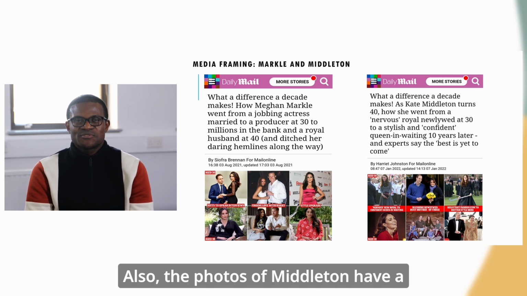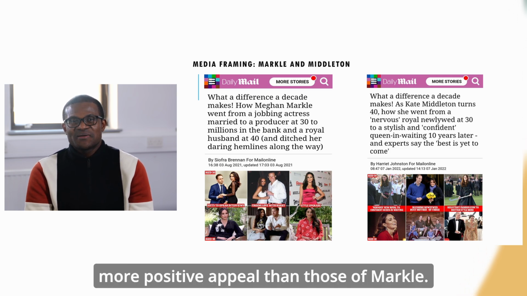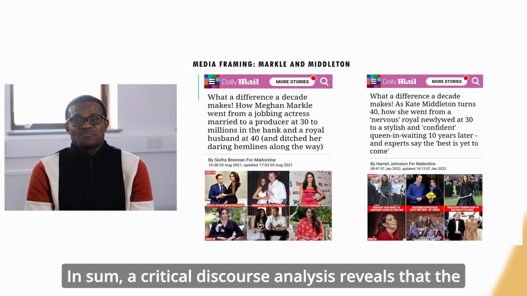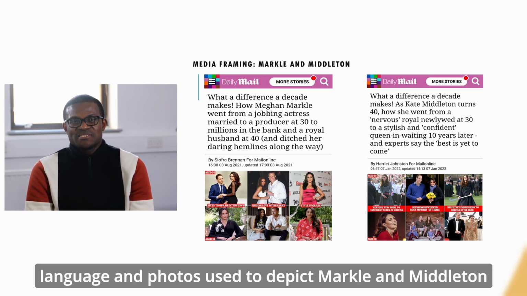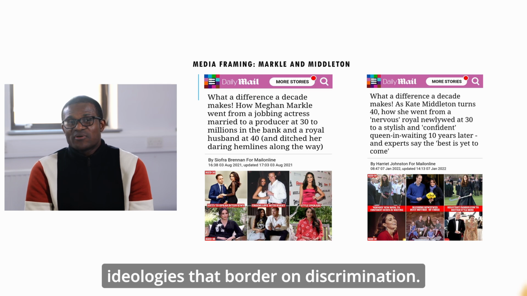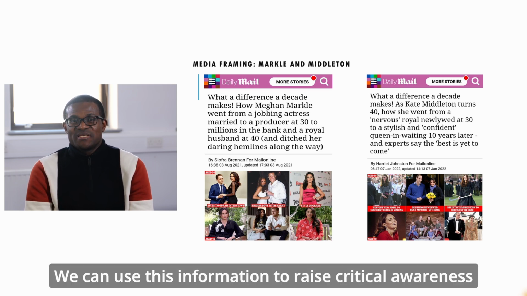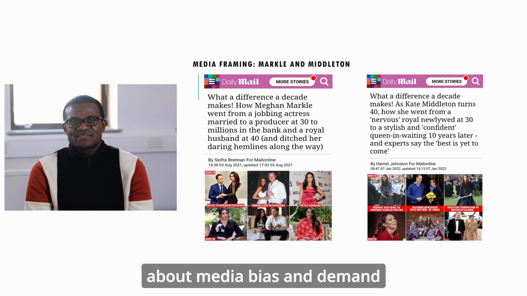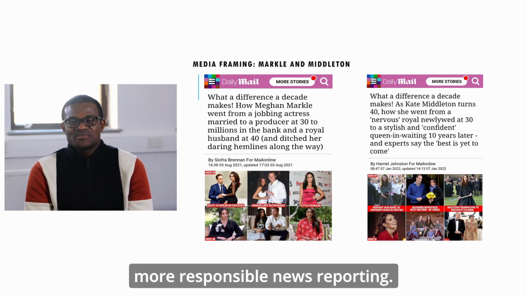Also, the photos of Middleton have a more positive appeal than those of Markle. In sum, a critical discourse analysis reveals that the language and photos used to depict Markle and Middleton convey various and different meanings and ideologies that border on discrimination. We can use this information to raise critical awareness about media bias and demand more responsible news reporting.